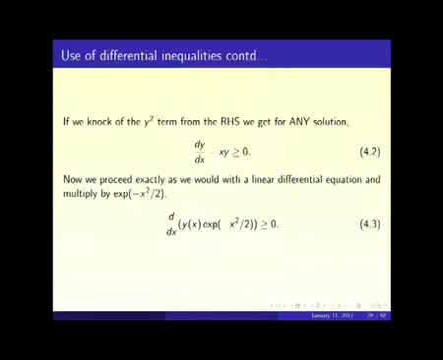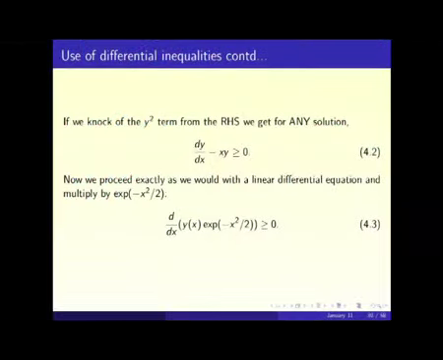Okay, so let's apply this. Let's go back to the slides. You see, you got 4.3. So I say that the integral on the left hand side will be greater than or equal to the integral on the right hand side. In other words, I am going to integrate both sides of 4.3 from 0 to x.